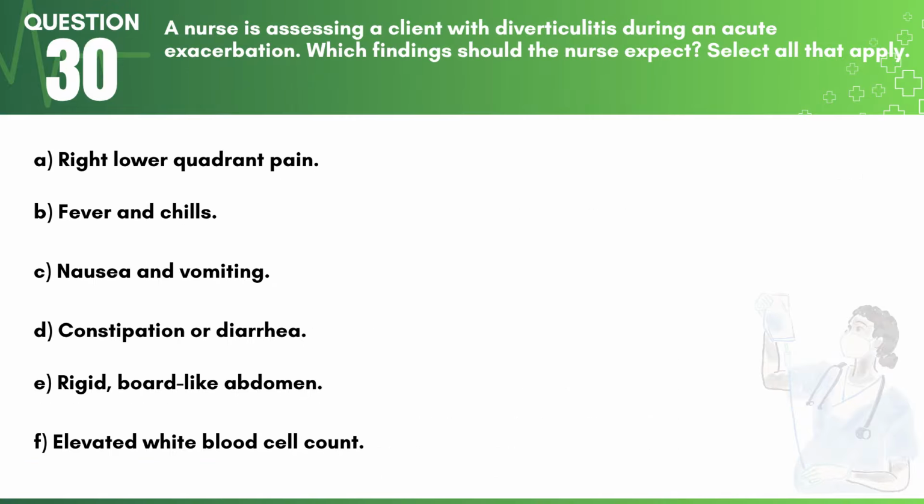Question 30. A nurse is assessing a client with diverticulitis during an acute exacerbation. Which findings should the nurse expect? Select all that apply. A. Right lower quadrant pain. B. Fever and chills. C. Nausea and vomiting. D. Constipation or diarrhea. E. Rigid, board-like abdomen. F. Elevated white blood cell count.